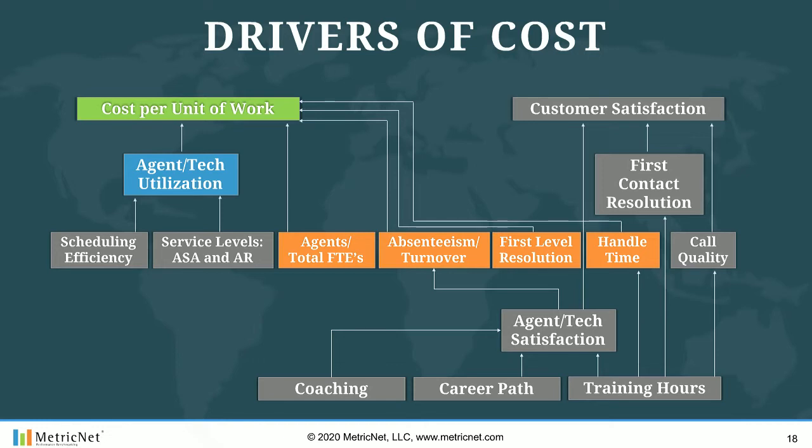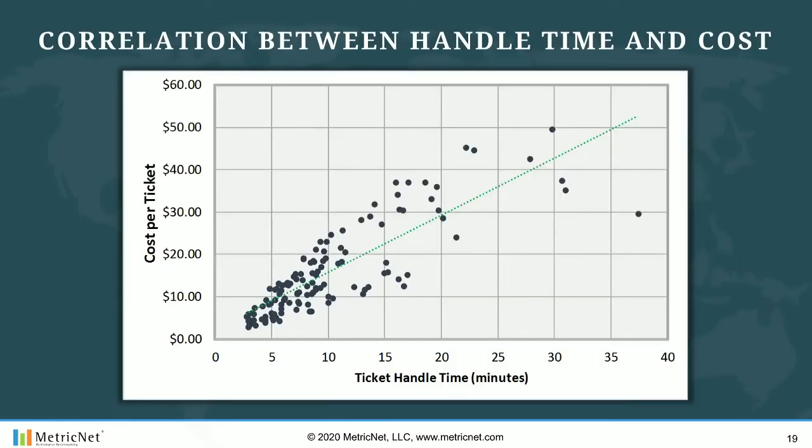So the way to manage your cost is to manage utilization, manage the ratio of agents to total headcount, maintain a reasonable level of absenteeism and turnover. Turnover drives cost because every time you lose a level 1 agent or analyst in a service desk, it costs about $12,000 to replace them. In a contact center, it costs about $10,000 to replace them, so it is costly. Manage first level resolution, and then of course handle time. So by managing those drivers of cost, you can maintain a relatively efficient cost structure in your organization.